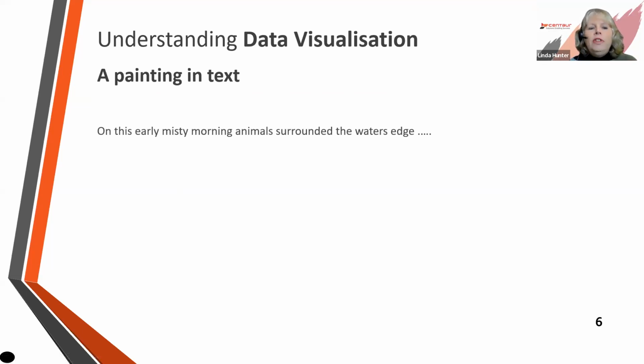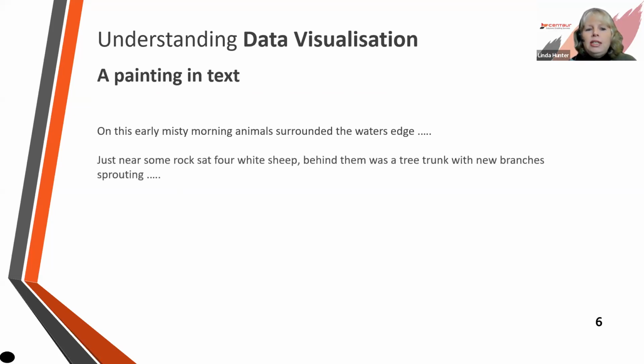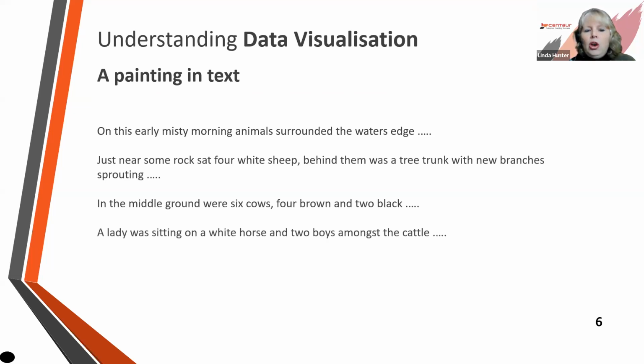On this early misty morning, animals surrounded the water's edge. Just near some rocks sat 4 white sheep. Behind them was a tree trunk with new branches sprouting. In the middle ground were 6 cows, 4 brown, 2 black. A lady was sitting on a white horse and 2 boys amongst the cattle. And in the distance sit several tall sailboats.